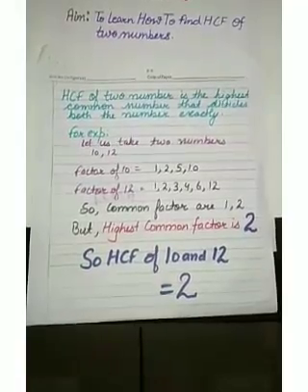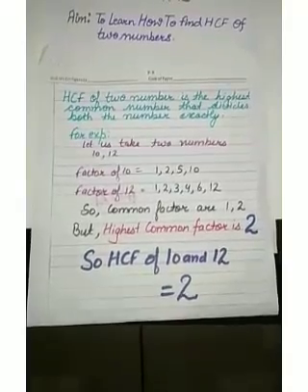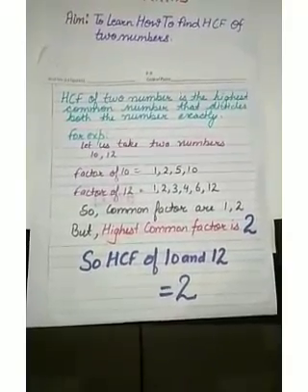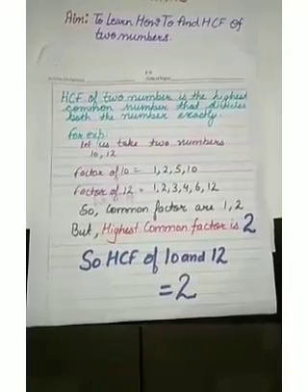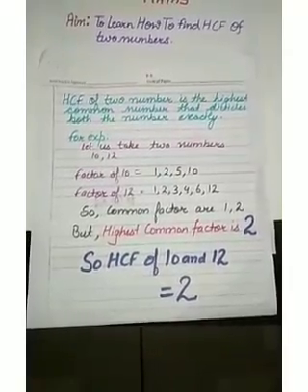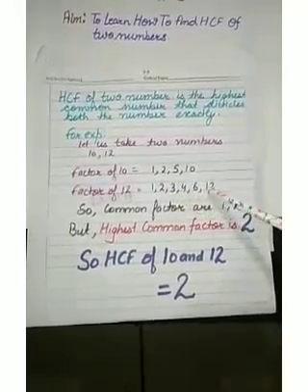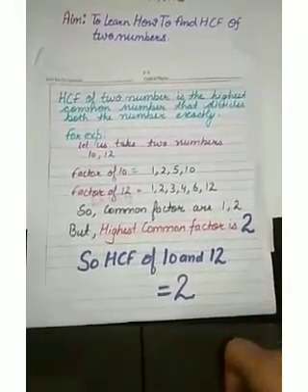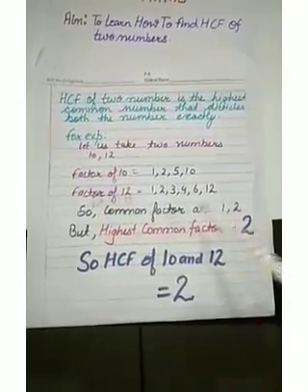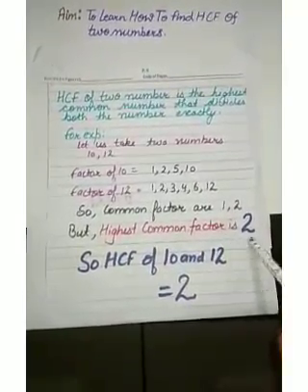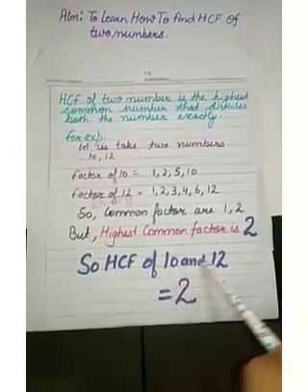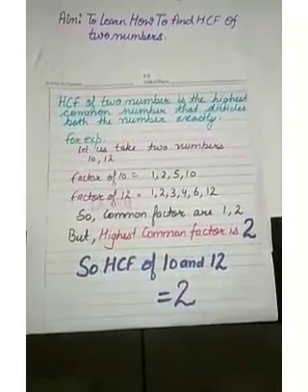For example, let us take two numbers 10, 12. Factors of 10: 1, 2, 5 and 10. Factors of 12: 1, 2, 3, 4, 6 and 12. So common factors are 1 and 2, but the highest common factor is 2. So HCF of 10 and 12 is 2.